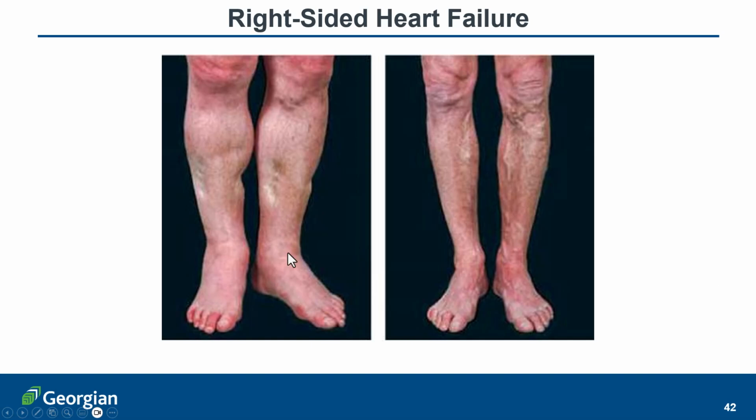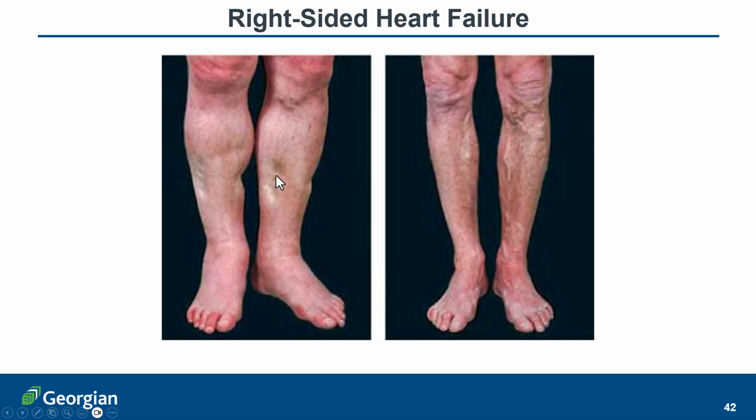Here's an example on the left side of lower extremity edema due to right-sided heart failure, and the next photo illustrates the same patient after treatment. So after treatment, which includes diuretics, you have reduced fluid buildup, as well as beta blockers, as well as renin-angiotensin-aldosterone system inhibitors, such as the ACE inhibitors or ARB. Now you have reduced fluid buildup in the lower extremities, right?